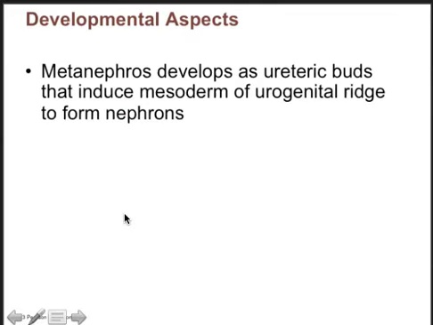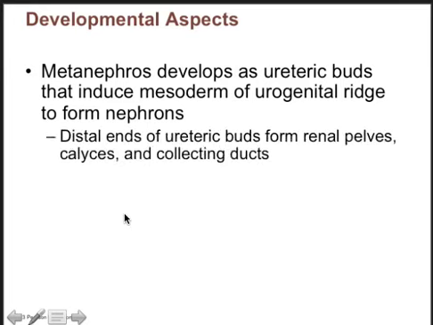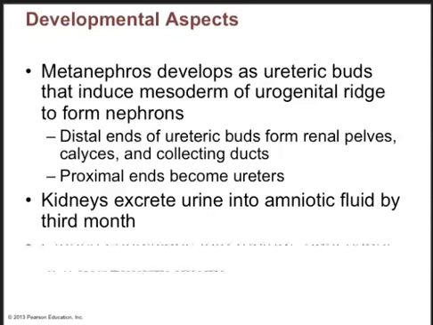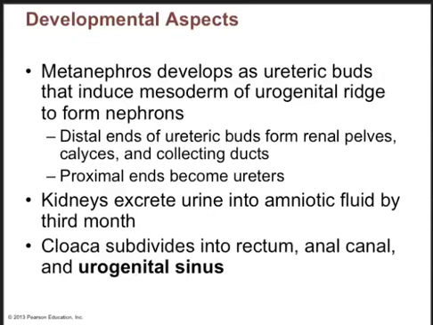The metanephros develops as the ureteric buds that include the mesoderm of the urogenital ridge, and this forms the nephrons. The distal ends of the ureteric buds form the renal pelvis, calyces, and collecting ducts, and the proximal ends become the ureters. The kidneys excrete urine into the amniotic fluid by the 3rd month. The cloaca then subdivides into the rectum, the anal canal, and the urogenital sinus.